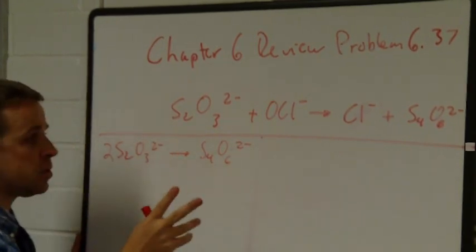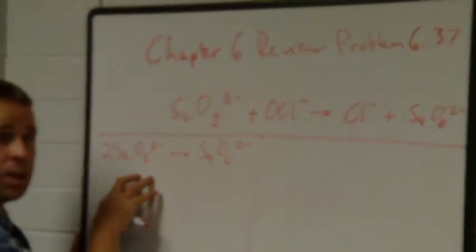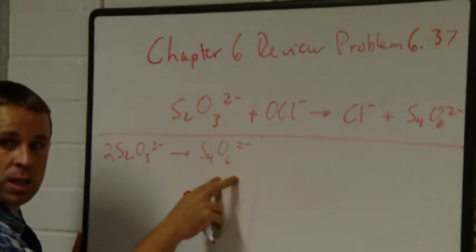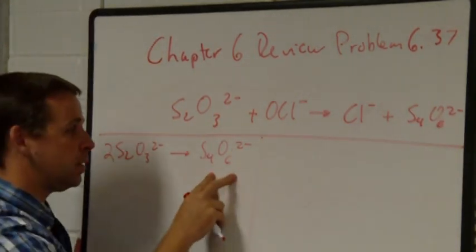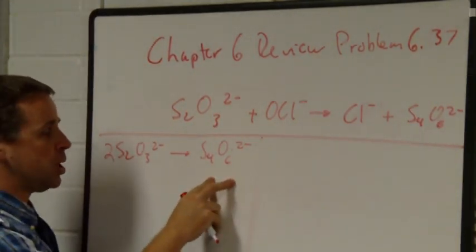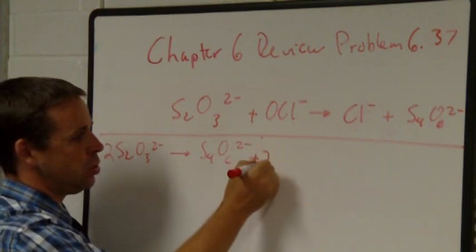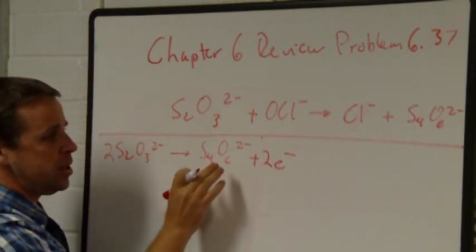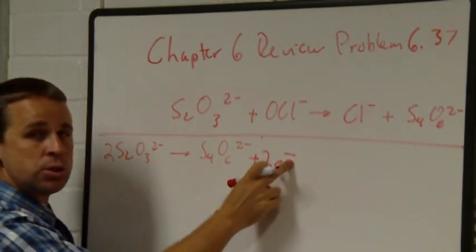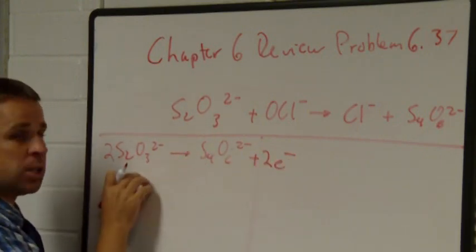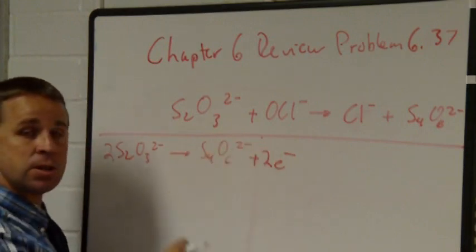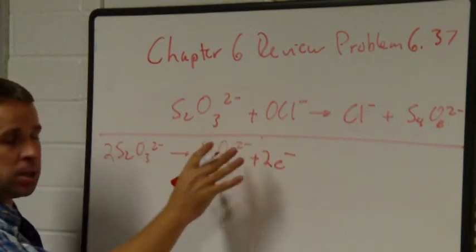So the more positive side is this side. This side's a -4, this side's only a -2. So this side is more positive, and we then add electrons to the more positive side, and that's 2 electrons there. So now there's a -4 charge over here and a -4 charge over here. So we balance the charge by adding electrons to the more positive side.